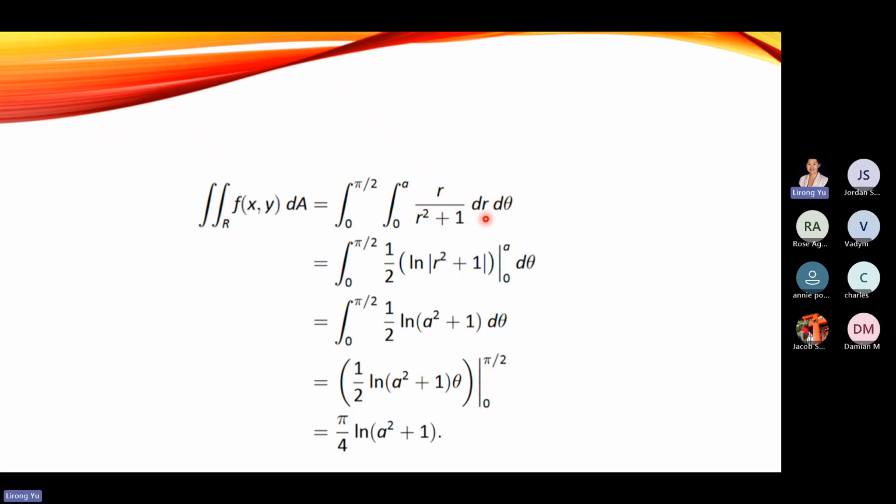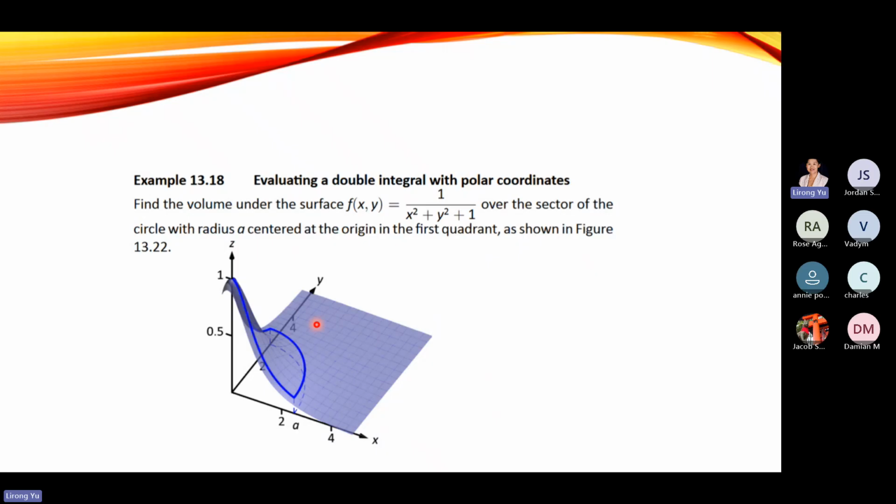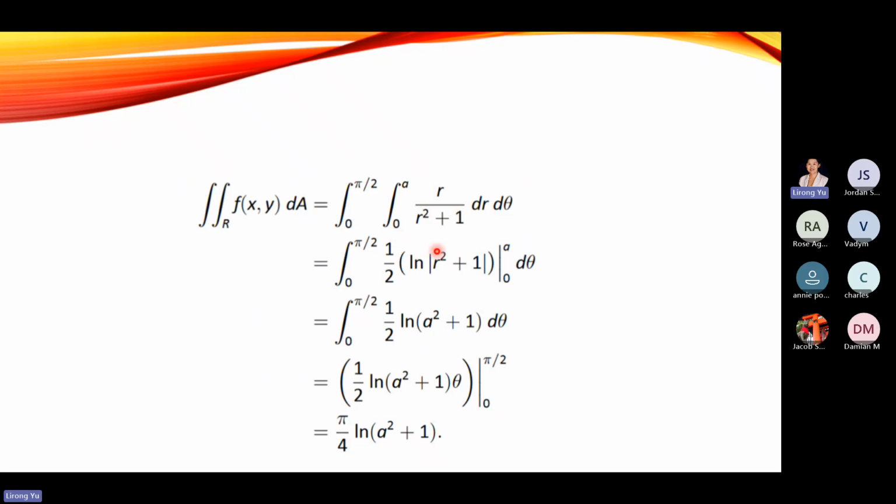Now the integration limits will be r from 0 to a, and theta from 0 to pi over 2, because we are only looking at the first quadrant, so 0 to 90 degrees. With that, this can be integrated into 1/2 natural log of r squared plus 1. You can do a substitution: if r squared plus 1 equals u, then du equals 2r dr. So r dr is part of du, with a 1/2 to balance the coefficient.